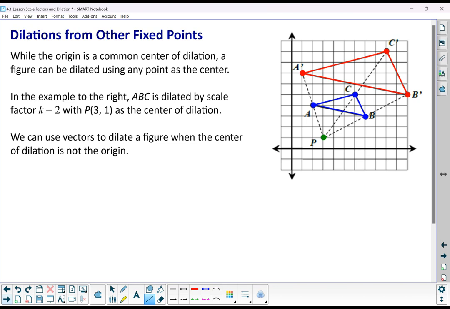Okay, dilations can be done from other fixed points. It doesn't have to be from the origin. For the purposes of this video, I'm not going to go into that, but if you are interested, the way that you do that is through using vectors. If you have interest in dilating from other points, you can let your teacher know, and I'm sure they would be happy to explain that to you. You won't need to know how to do dilations from other fixed points for your homework assignments. It's just something kind of fun that we did in class.